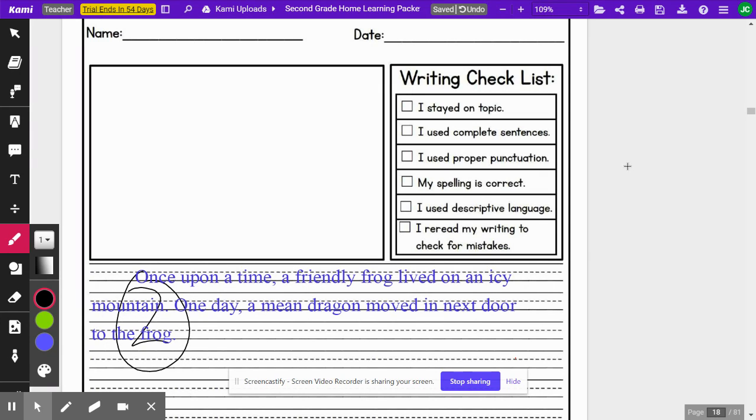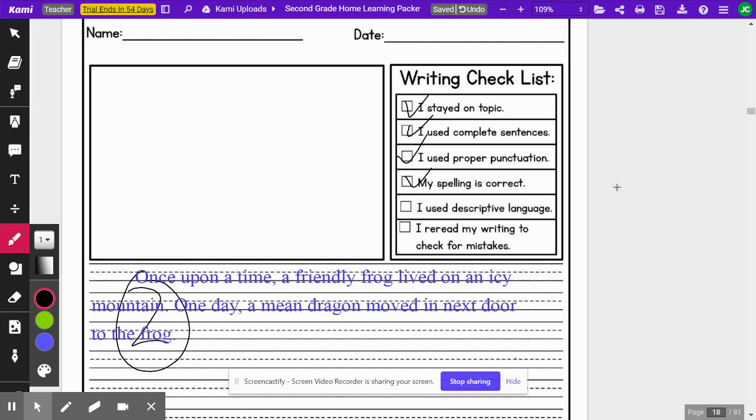We stayed on topic. Did I use complete sentences? Did I just say fish? See, that's not a complete sentence. What about fall down? Fall. That's not a complete sentence either. So, yes, I used complete sentences. Did I use proper punctuation? Let's see, I used a comma. I used a comma here. Actually, that second comma I might not need. I kind of like it. Did I use proper punctuation? Yes.